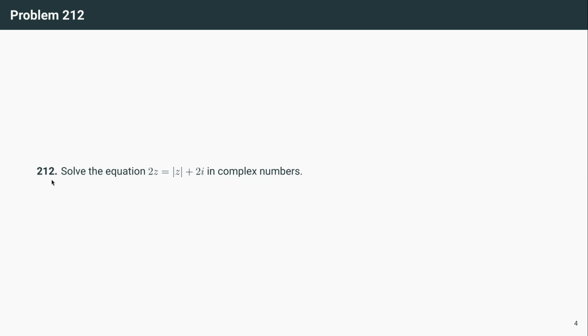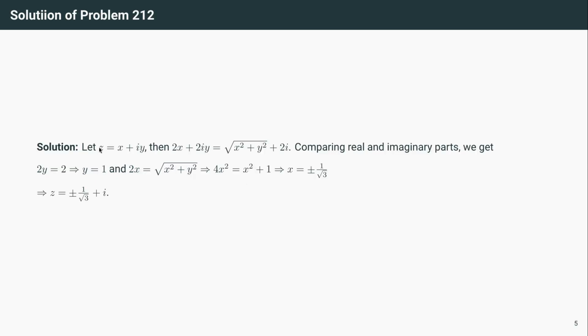Problem 212 says: solve the equation 2z is equal to mod z plus 2i in complex numbers. So we let z be equal to x plus iy. The left hand side becomes 2x plus 2iy and the right hand side will be square root of x squared plus y squared plus 2i. Now we compare real and imaginary parts. First we compare imaginary parts: 2y is equal to 2. That means y is equal to 1.